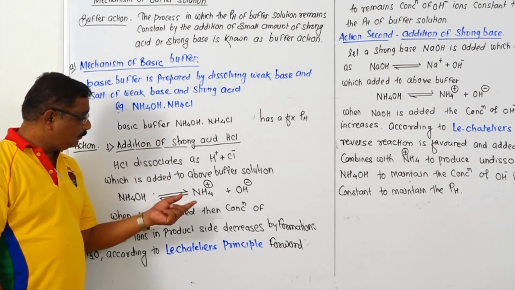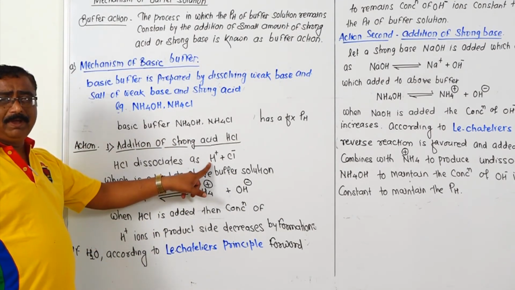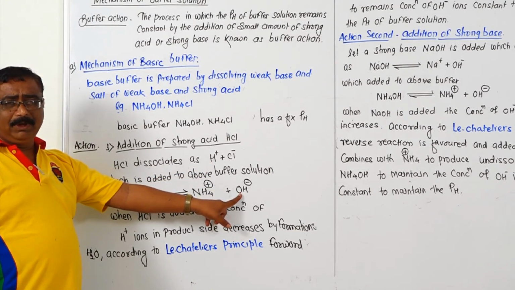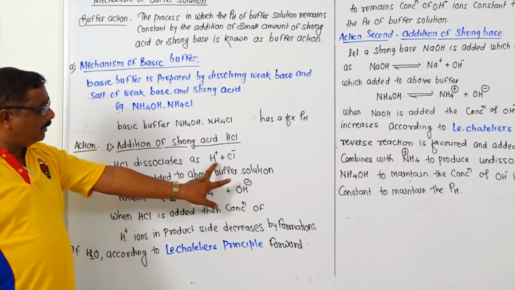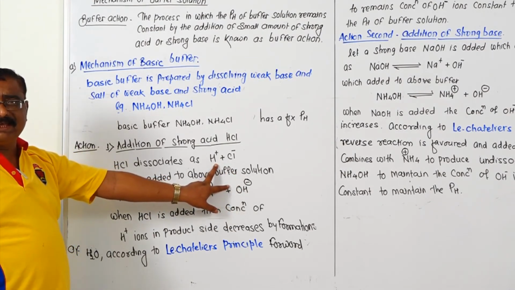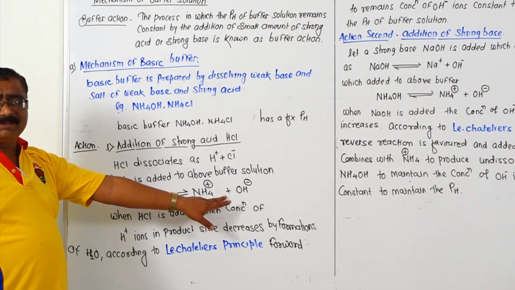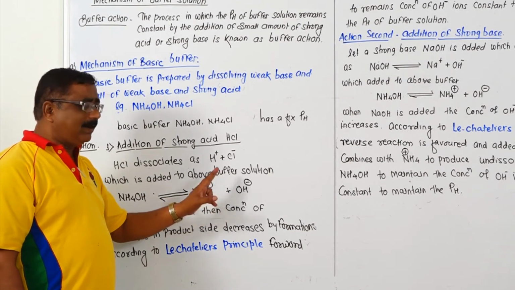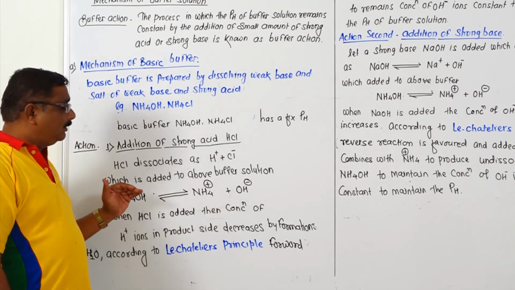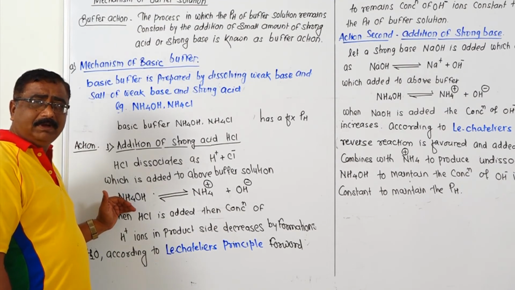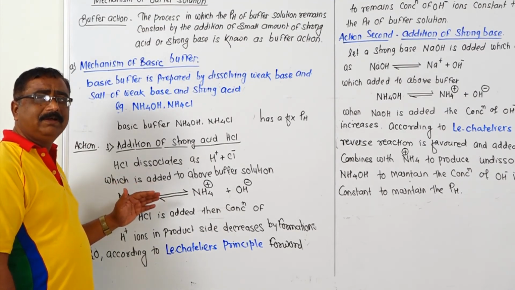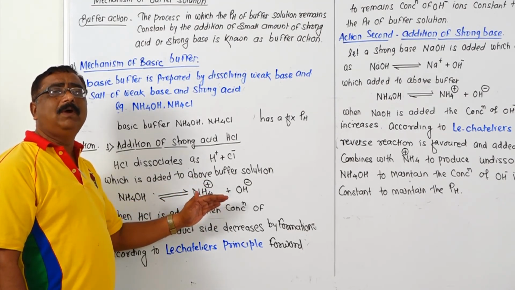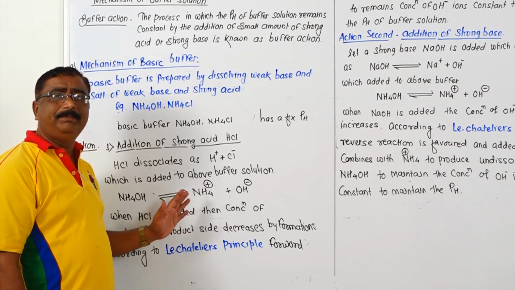See here, whatever the H plus ion from the acid added, this combines with OH minus ion from the weak base of the buffer solution, and water molecule will be produced. So the solvent is in excess, the concentration of OH minus ion decreases, and therefore, according to Le Chatelier's principle, NH4OH is more dissociated to maintain the concentration of OH minus ion constant in the solution, to maintain the pH.